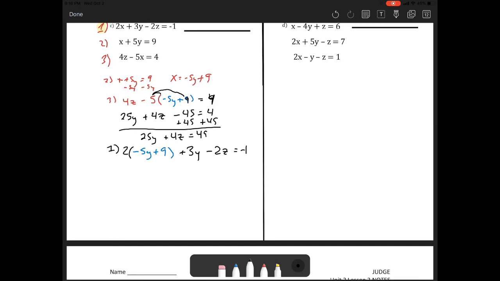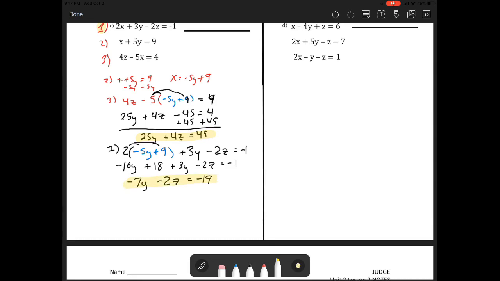Okay, so we're going to do the same thing. Distribute that 2 in. I'm going to have negative 10y plus 18 plus 3y minus 2z equals negative 1. Simplify that down, I will end up with negative 7y minus 2z equals negative 19. So I have my 2 equations now, right here and right here.